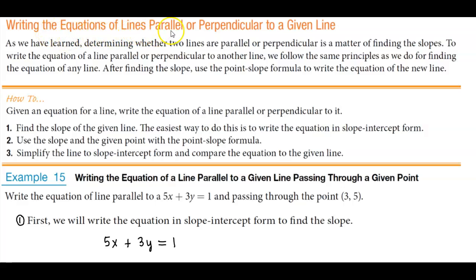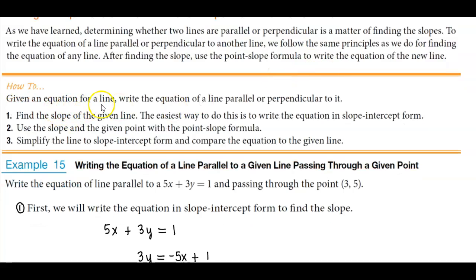Writing the equations of lines parallel or perpendicular to a given line. As we have learned, determining whether two lines are parallel or perpendicular is a matter of finding the slopes. To write the equation of a line parallel or perpendicular to another line, we follow the same principles as we do for finding the equation of any line. After finding the slope, use the point-slope formula to write the equation of the new line.